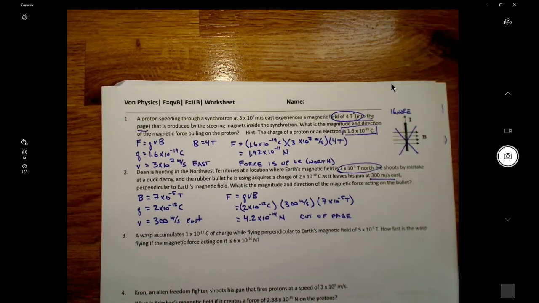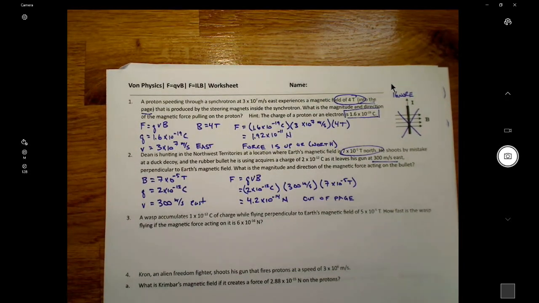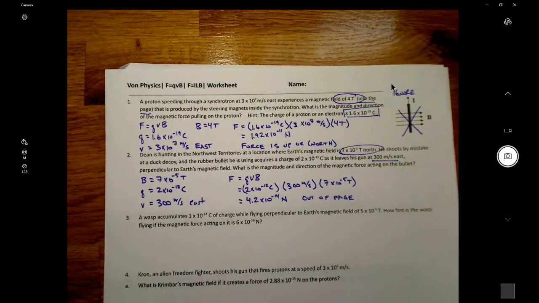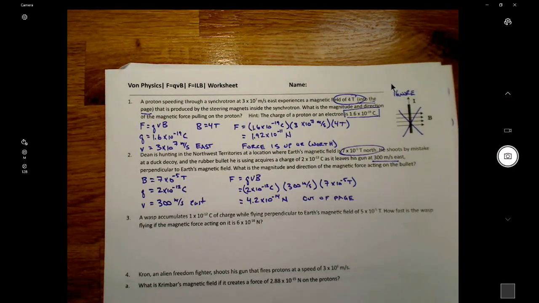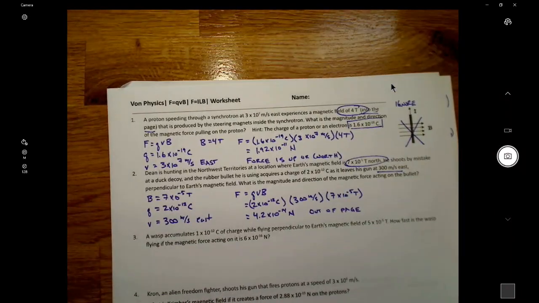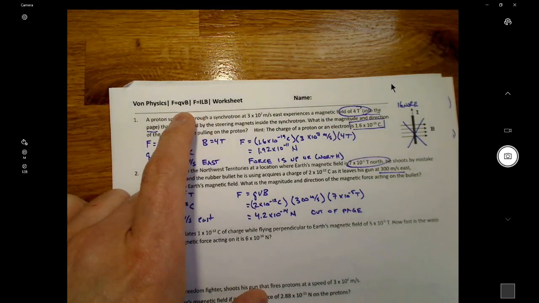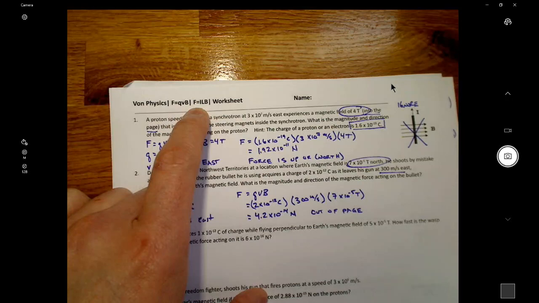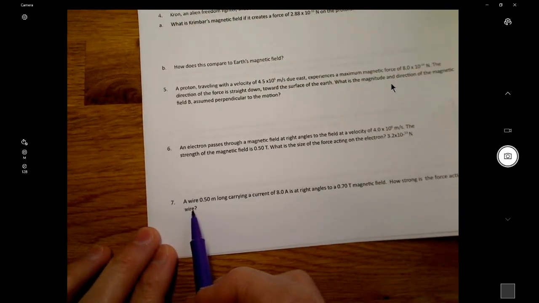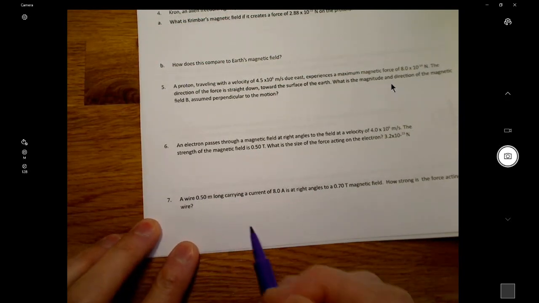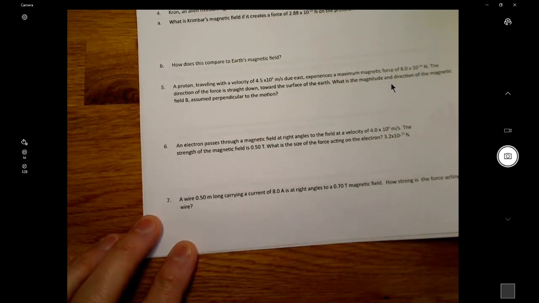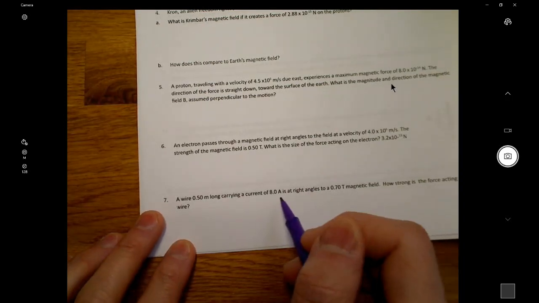Alright, so trying to think what other problems that you might encounter. The last one that you need to know is there's one additional version of this equation. qvB is one version. The other one is IlB. And this one's used in, let's look at problem number 7 right here. So in problem number 7, it doesn't give us the charge, but does give us the current.